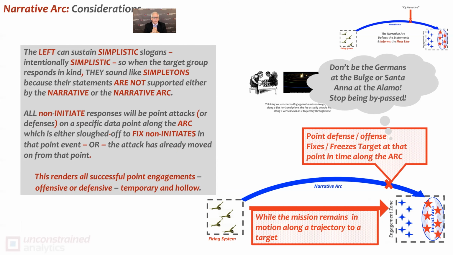All non-initiate responses will be point attacks on a specific data point along the arc, which is either sloughed off to fix non-initiates in that place or just used to bypass them altogether. Again, this renders all of your successful point engagements, where you want to fight against that hate, where you want to fight against this, where you want to fight against that, temporary and hollow. That causes you to deploy on a point on an enemy which wants to fix you on a point so they can go right past you.